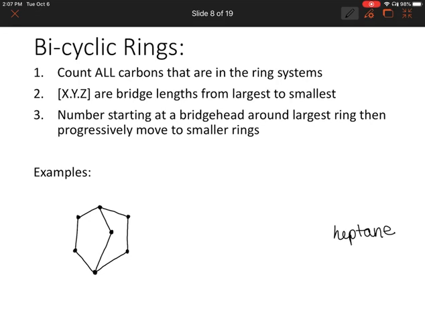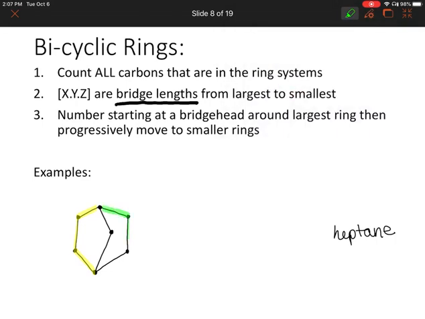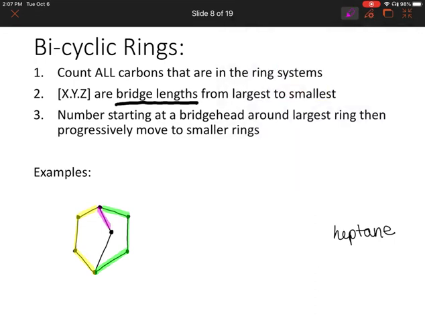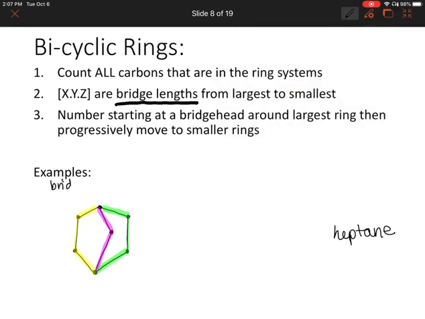Now, in the next step, we're going to determine what are called bridge lengths. On the left-hand side, we have 1 bridge. On the right-hand side, we have another bridge. And in the middle, we have a 3rd bridge. These are all referred to as bridges, and the connecting carbons as bridgeheads.